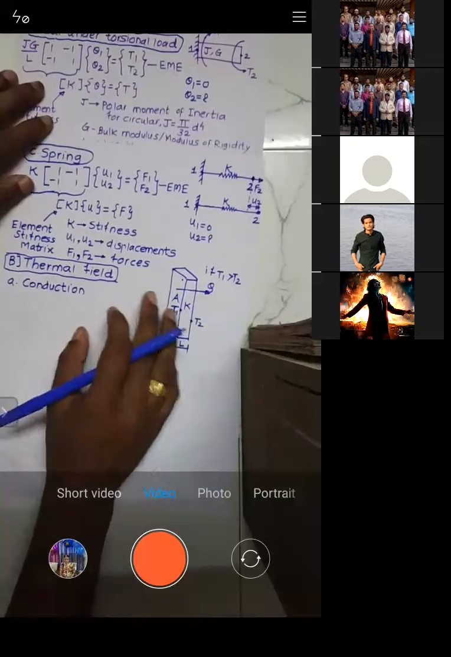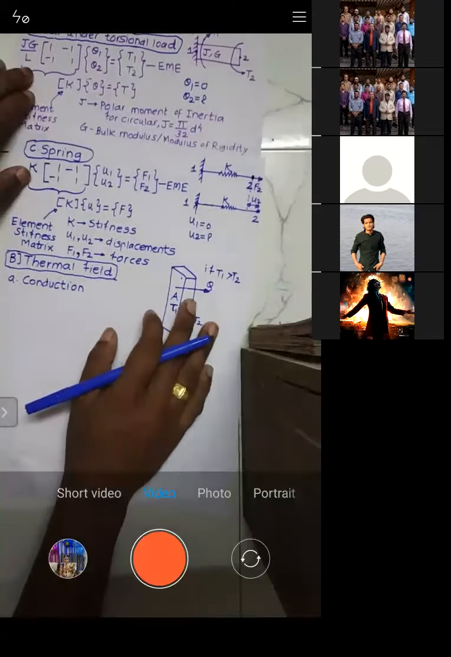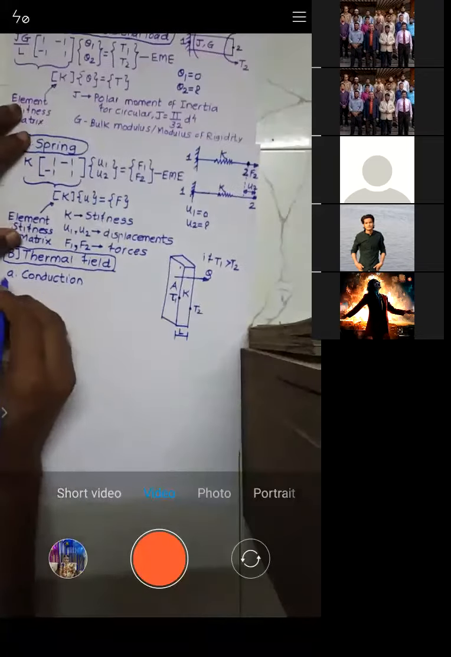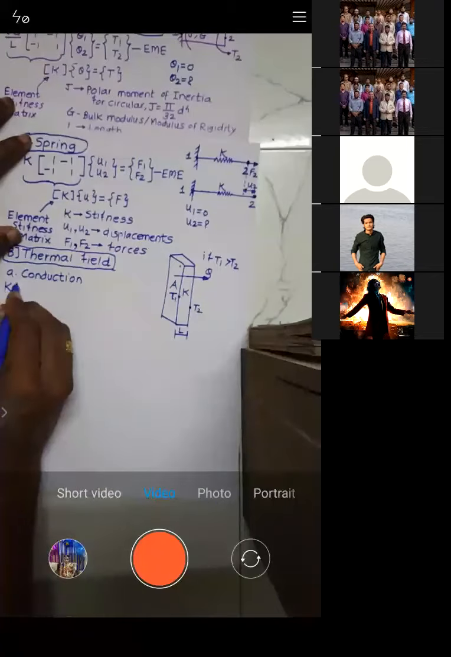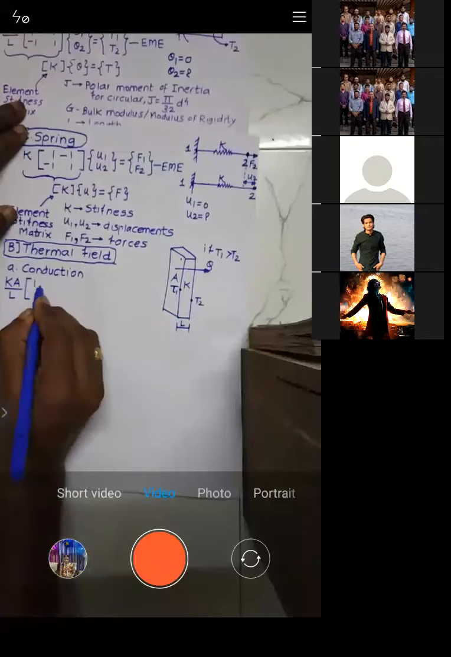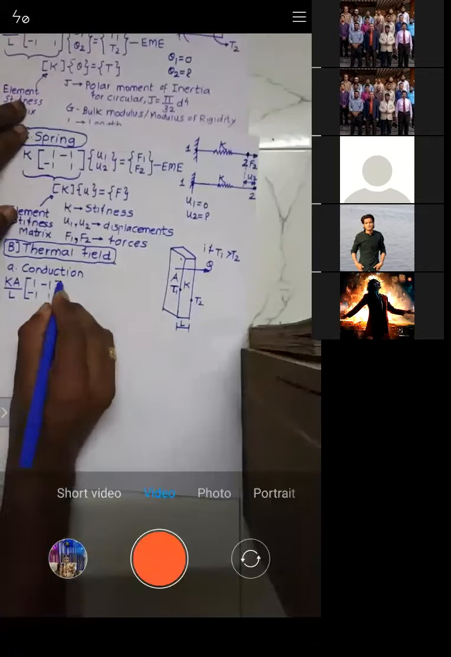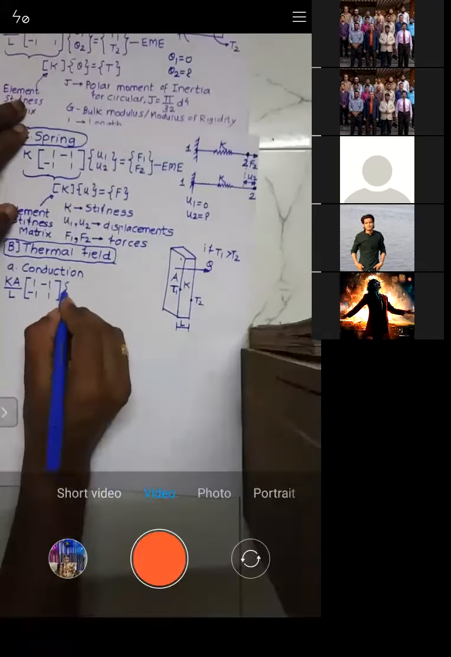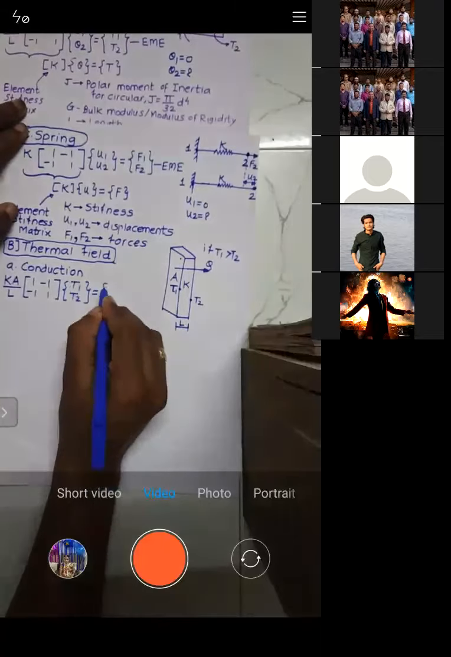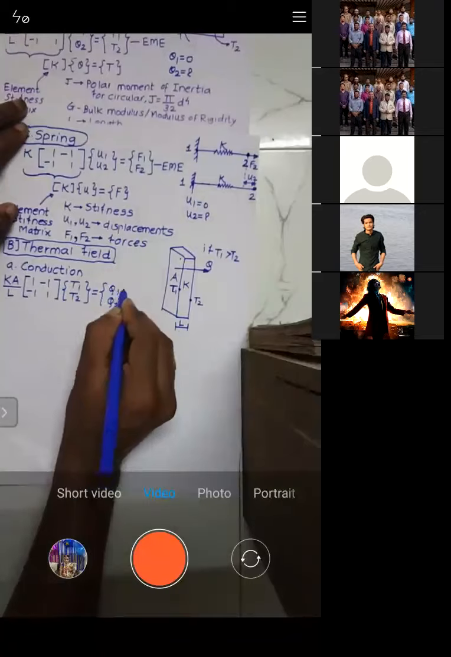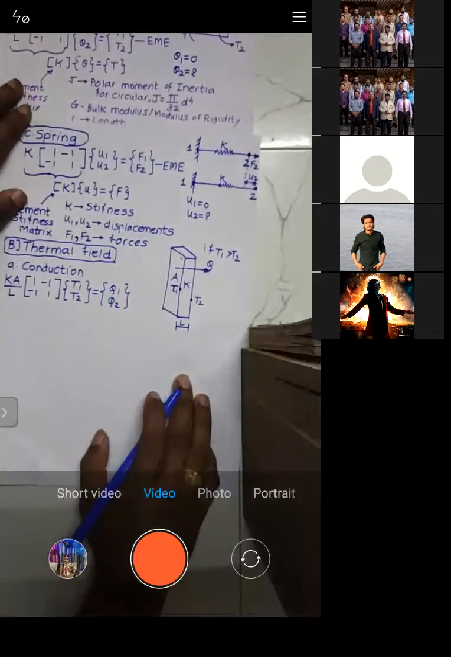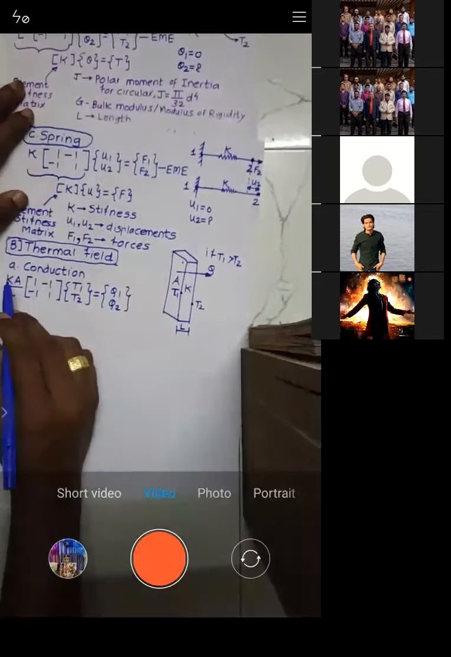In such a case, if I need to calculate the value of Q, the element stiffness matrix is given by Ka by L times the matrix [1 -1; -1 1], multiplied by [T1 T2], equal to [Q1 Q2]. What is K? K is the conductivity of the material.